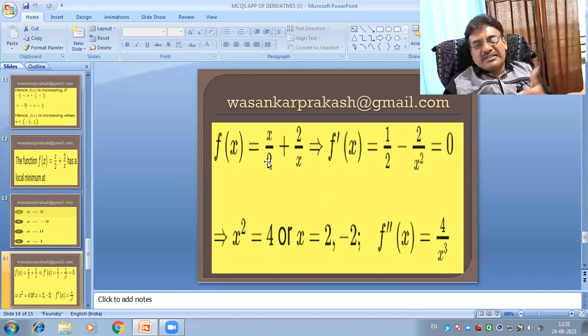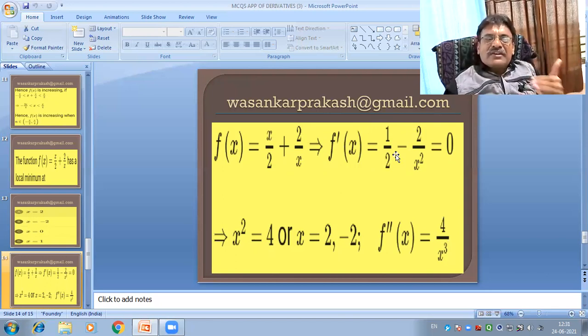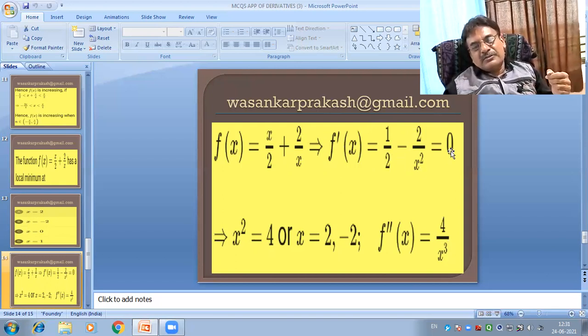So differentiate both sides with respect to x. Then d/dx of f of x is f dash of x. Here d/dx of x by 2: 1 by 2 is constant, derivative of x is 1, so we get 1 by 2. Then plus d/dx of 2 by x, 2 is constant, and d/dx of 1 by x is minus 1 by x square. This is the first order derivative. And we take this first order derivative equal to 0 and find out the roots, that is, we find the values of x.